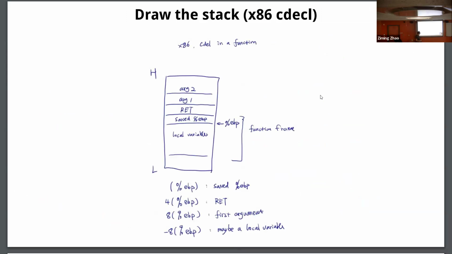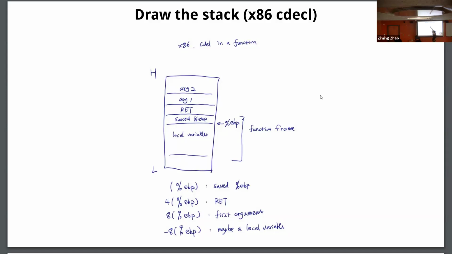Before we show the example, this is a figure that you should get yourself familiar with. This is what the stack looks like in most of the functions, as long as they follow the cdecl convention. When you are executing that function, the EBP register will point to the saved EBP, which is the previous function's, the caller's, EBP. That value will be pushed onto the stack, and the EBP points to that. Then 4 bytes higher than that will be the return address. This is for 32-bit.